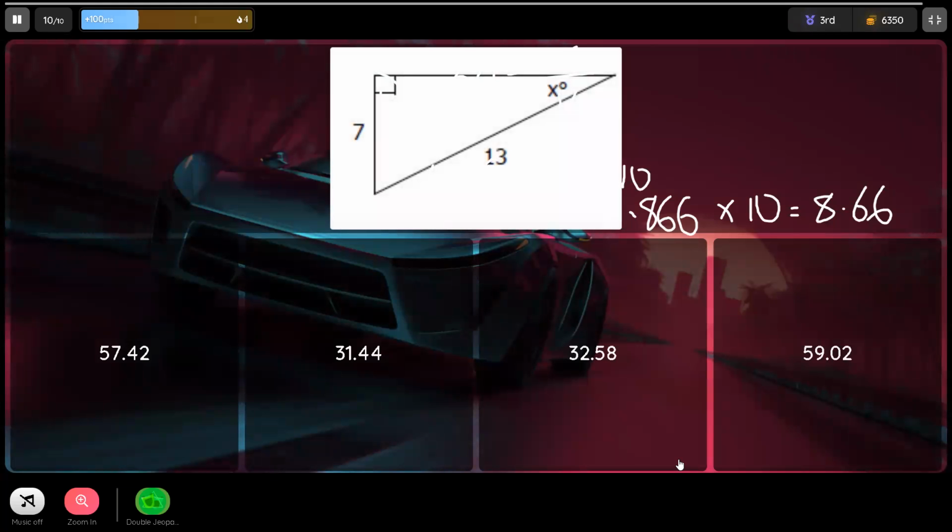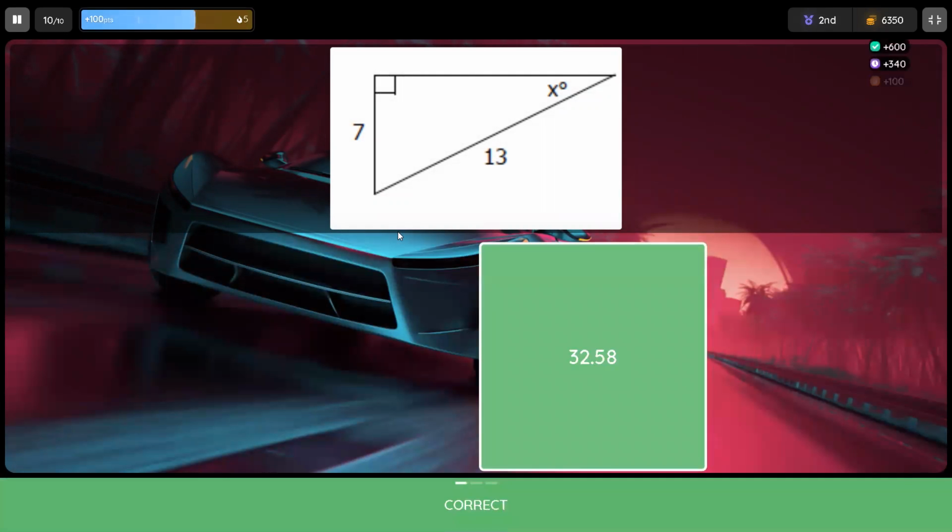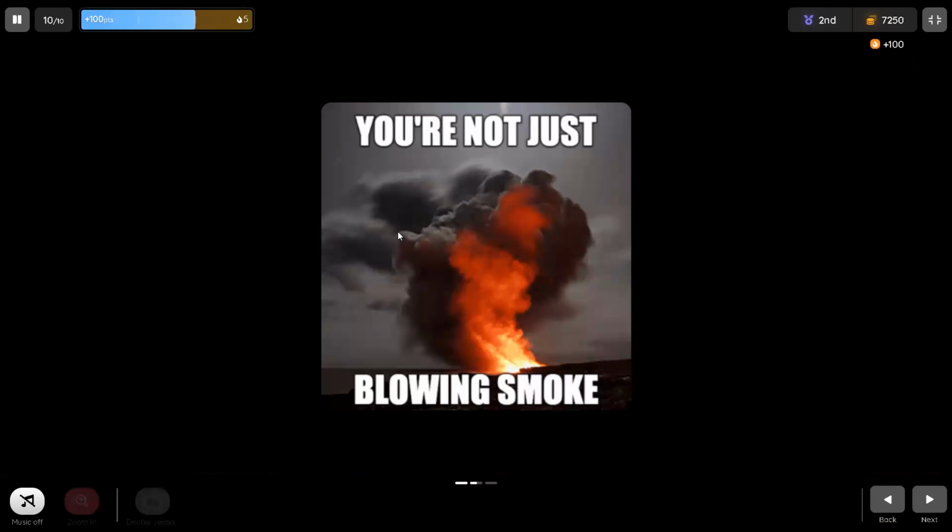Now here, angle x. You need to find the measure of angle x if you know the opposite and the hypotenuse. So sine inverse of 7 over 13 will be 32.58.